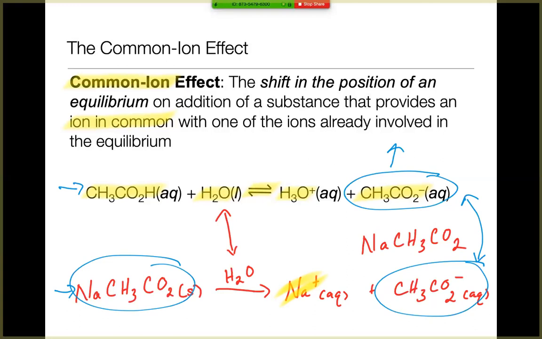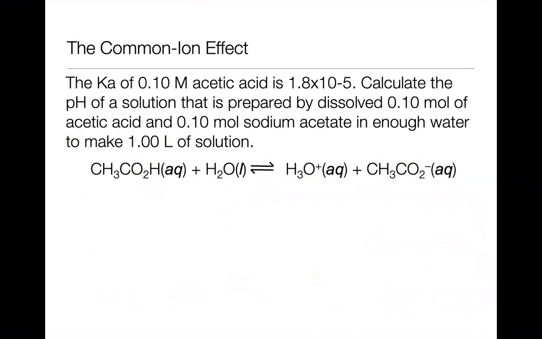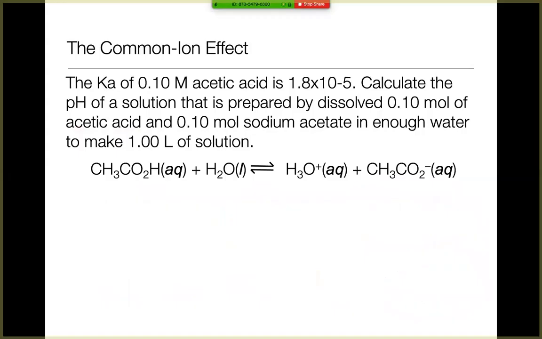It just floats around to make sure all of our charges balance out. So if that was a little quick, what I want to do is a more concrete quantitative example. Again, we'll take our acetic acid example, but now we're going to apply some numbers to it, right? It says the Ka of a 0.10 molar solution of acetic acid is that number. It says calculate the pH of a solution that is prepared by dissolving 0.1 mole of acetic acid and 0.1 mole of sodium acetate in enough water to make a 1 liter solution.